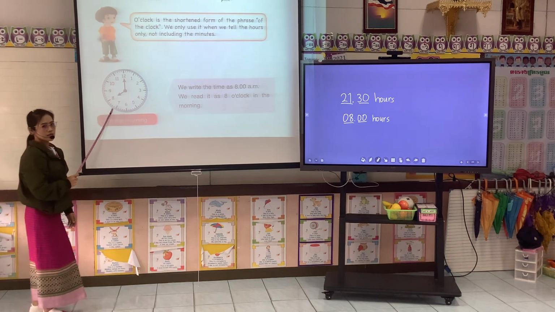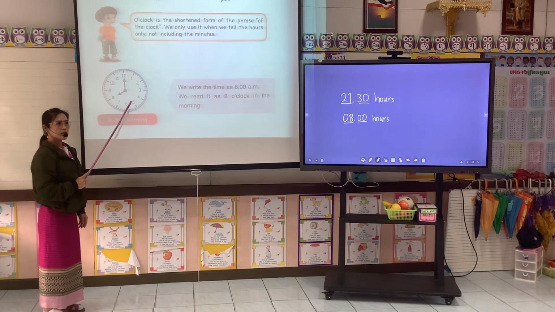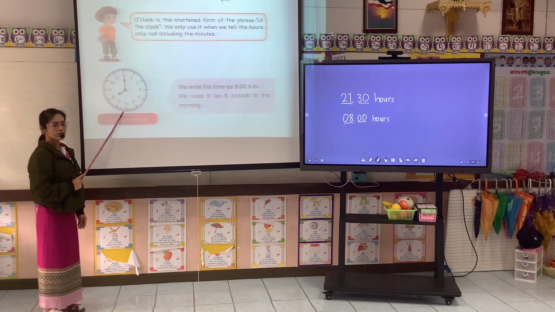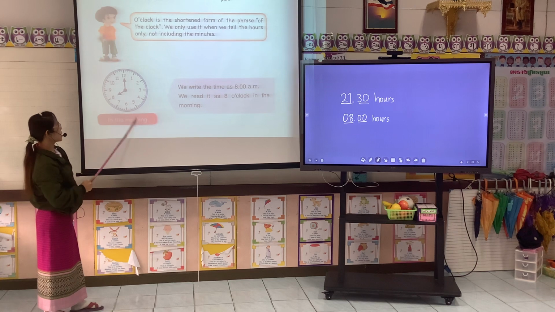Okay, so this clock shows in the morning. Alright? In the 12-hour system, we don't need to add 12. Unlike in the 24-hour system, we should add 12 when we read the time, except in the morning. Here in the 12-hour system, we don't need to add. Okay? So this clock shows in the morning.